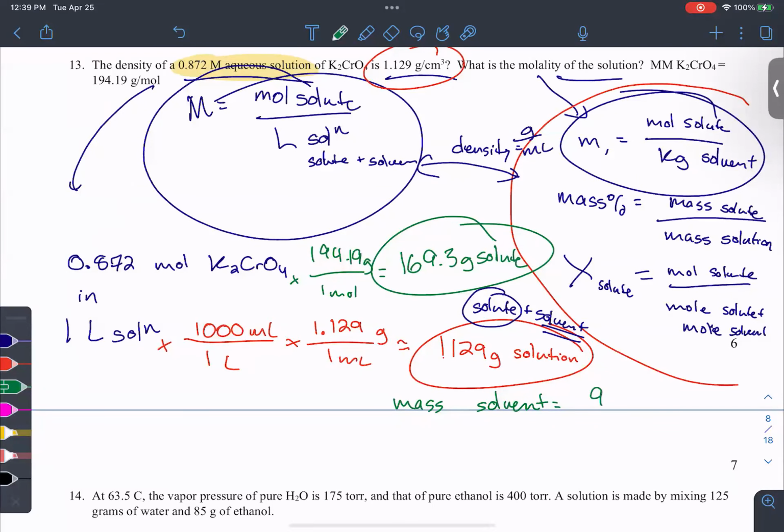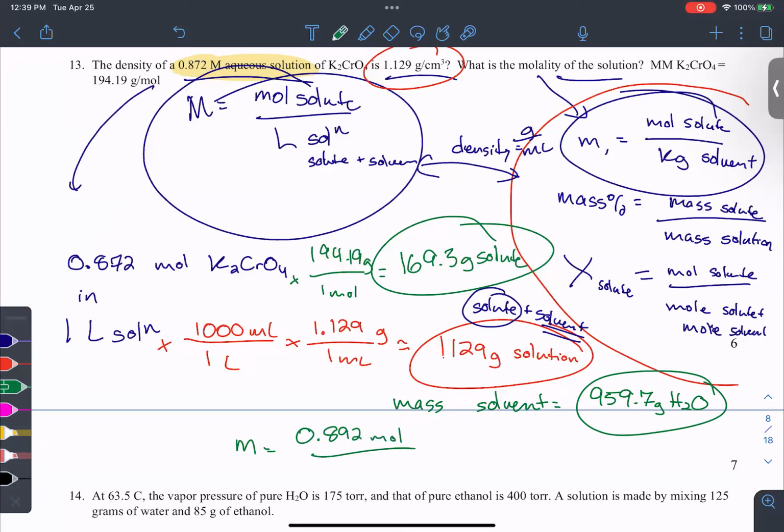So 959.7 grams of this sample is actually water. And that is what I want to put in my denominator. So molality here is equal to that 0.872 mole amount divided by 0.9597 kilograms, and so whatever that number is.